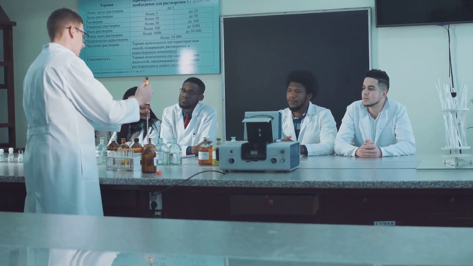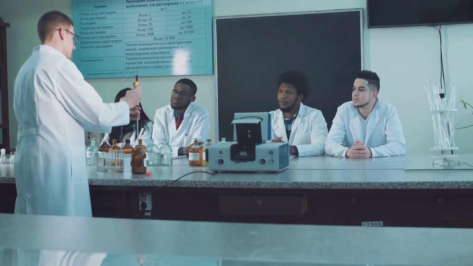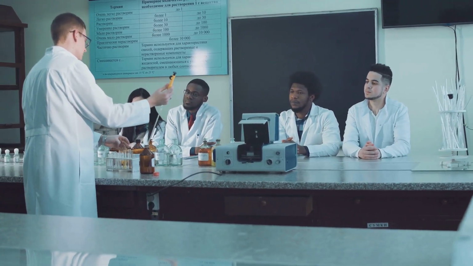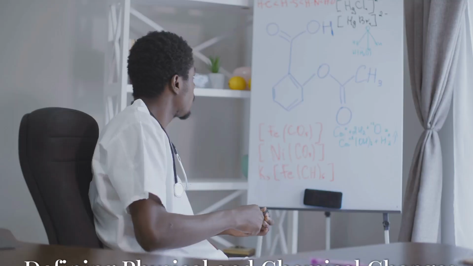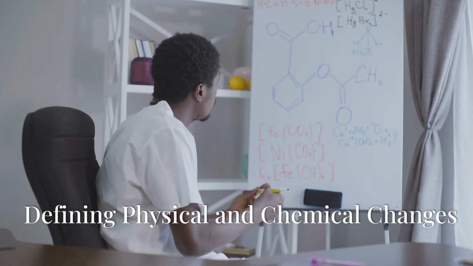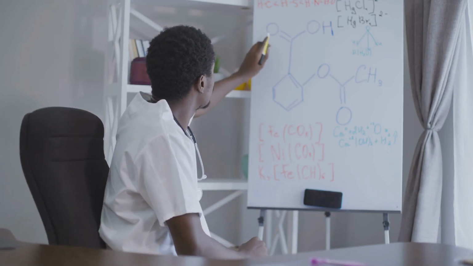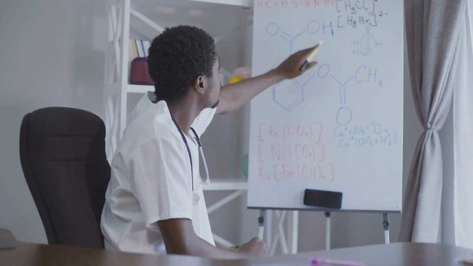Alright class, today we're going to dive into the exciting world of chemistry and explore the differences between physical and chemical changes in matter. Let's start by defining what exactly physical and chemical changes are. Physical changes are changes that do not alter the chemical composition of a substance, while chemical changes result in the formation of new substances with different chemical properties.